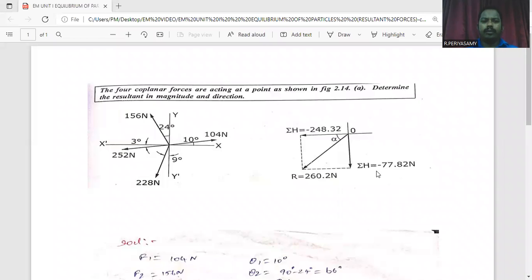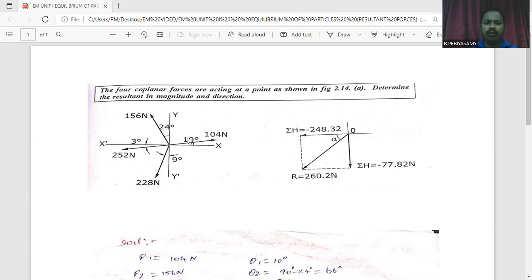Hello everyone. Today we are going to discuss the topic of resultant forces in equilibrium of particles in engineering mechanics. First of all, we will discuss the problem. The four coplanar forces are acting at a point as shown in the figure. Determine the resultant in magnitude and direction. These are the given values.